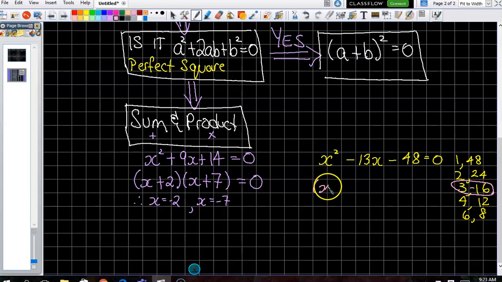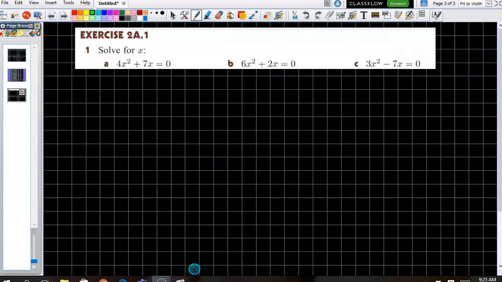But anyway, so it's going to be x plus 3, x take 16, equals 0. You do a quick check: 3x take 16x, yes, you get minus 13. Huzzah! We are done. What would be my solutions? Minus 3, positive 16. Is this coming back to you now? Okay.